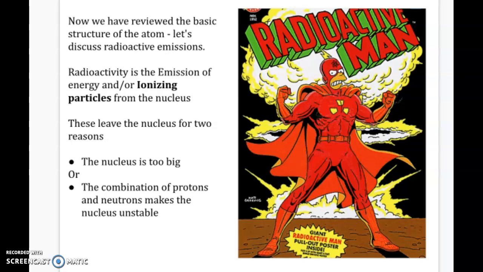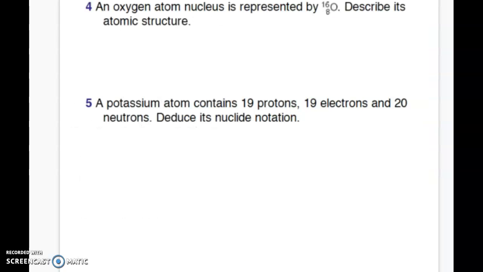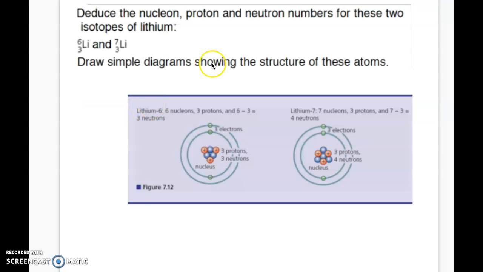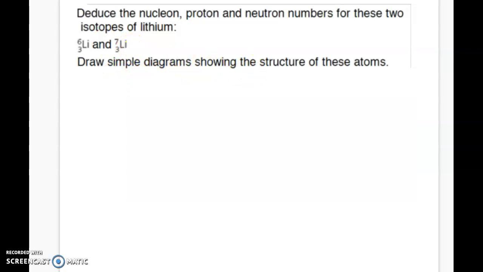What I want you to do is to practice the first set of questions that are on the assignment. Questions like this one, which asks you to basically label the number of protons and the number of neutrons for this kind of element. Also to draw simple diagrams showing you the structure of those atoms. I'll just give you a brief example. The number at the top here is the nucleon number, so that's telling you the number of protons and neutrons. This one's telling you the number of protons.